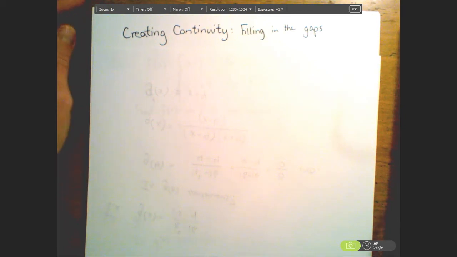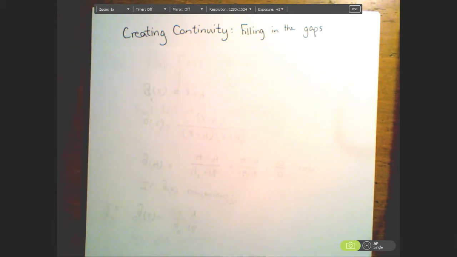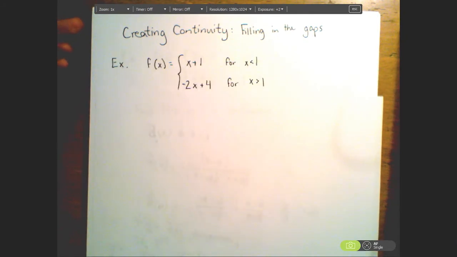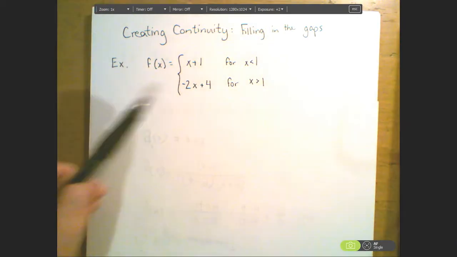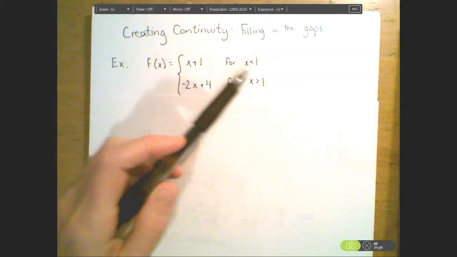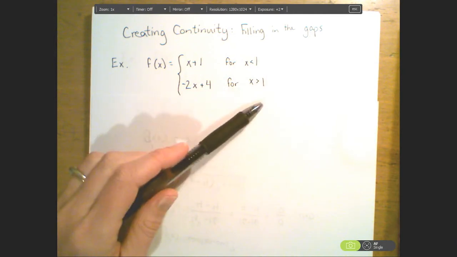So next we're going to talk about creating continuity by filling in the gaps of discontinuous functions. And we're going to look at a couple of functions that are given to us algebraically. So for our first example, let's look at the piecewise function f of x given by x plus 1 for x less than 1 and negative 2x plus 4 for x greater than 1.